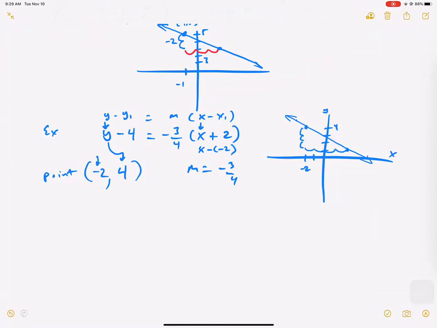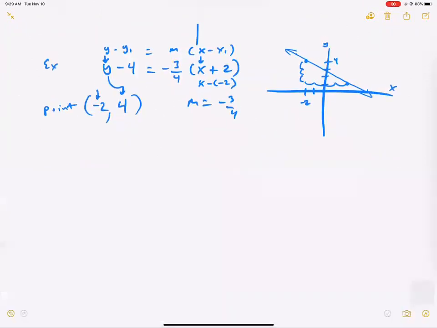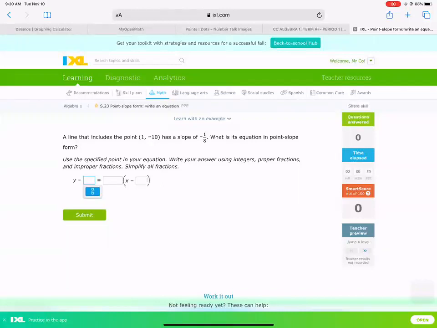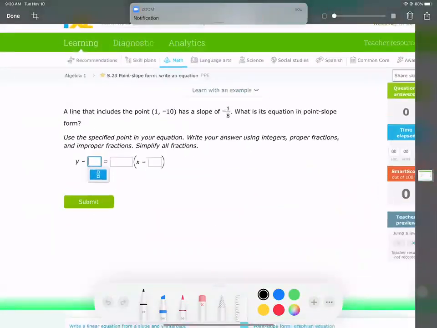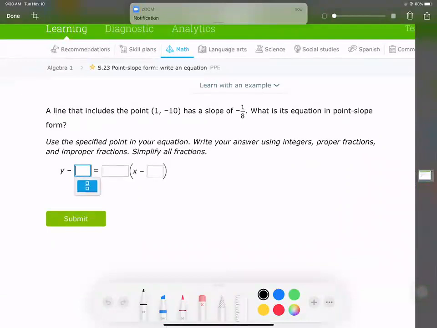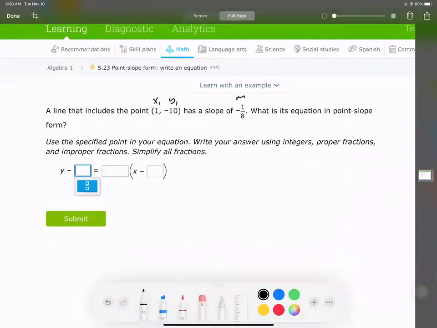Okay, now we're going to go backwards and we're going to give you a graph and then you're going to tell me the equation of that graph. And then we're going to do that through IXL. On IXL today, you guys are going to be asked to do these problems. And look, the setup is already given to us. They told us the point, x1, y1, and they told us the slope, which is m. And our format, again, is y minus y1 equals m, x minus x1.